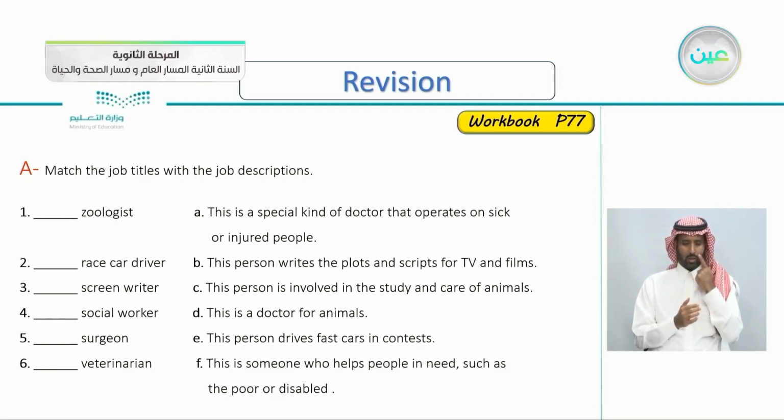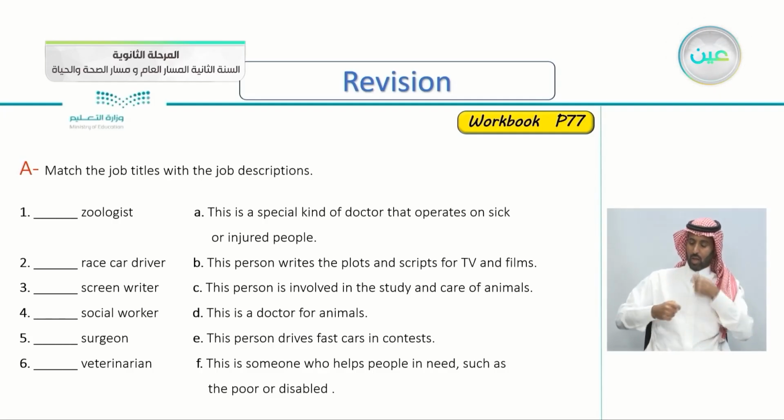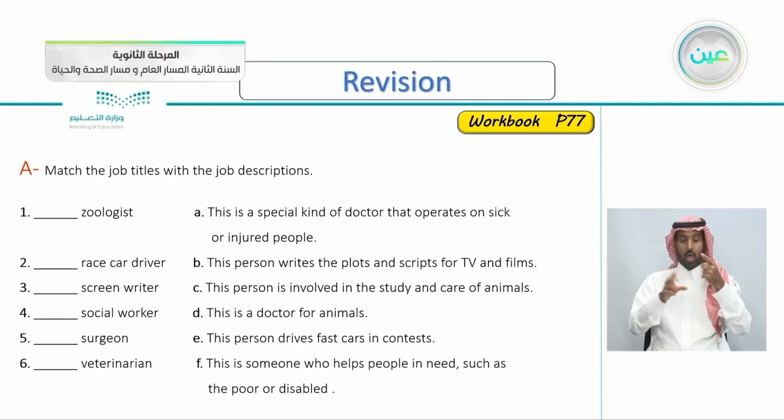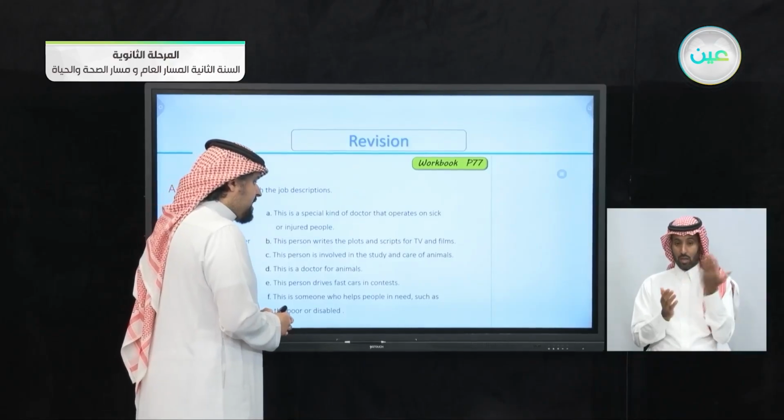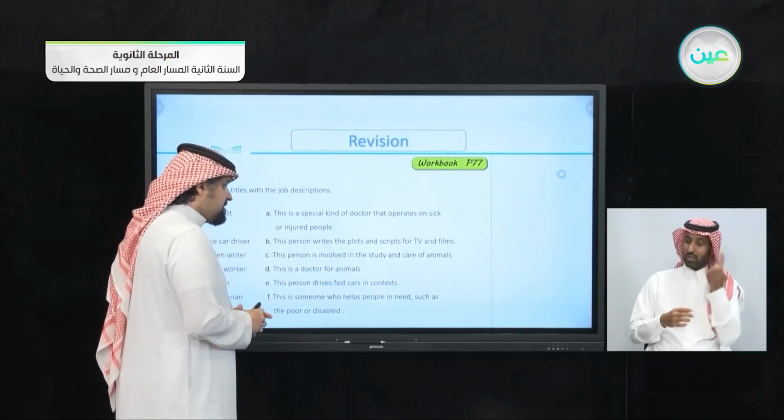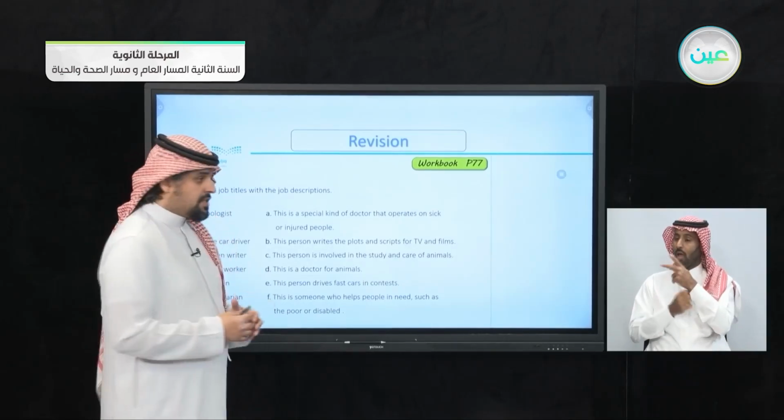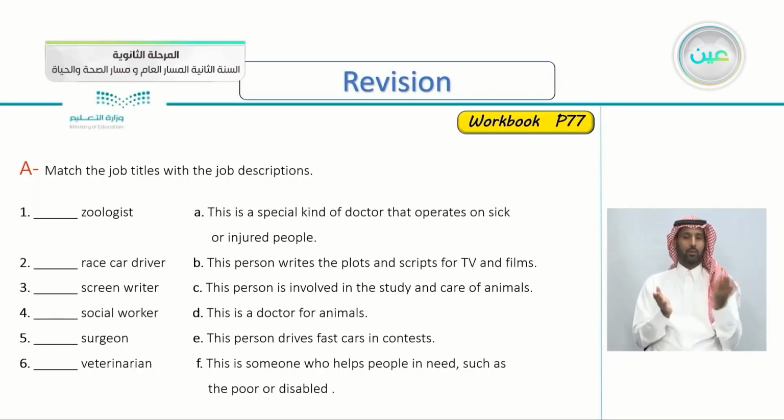And we have a list of job descriptions. A, this is a special kind of doctor that operates on sick or injured people. So he's a doctor, but he's a special kind of doctor. Number B, this person writes the plots and scripts for TV and films. So someone who writes TV scripts for films. C, this person is involved in the study and care of animals. So C is someone who is involved with animals, with the study of animals, of course. D, this is a doctor for animals. So D is a doctor for animals.